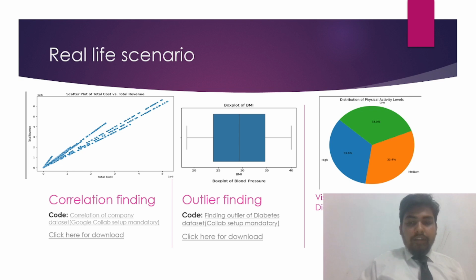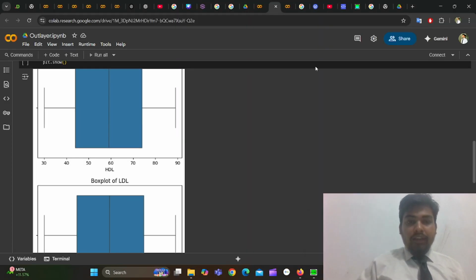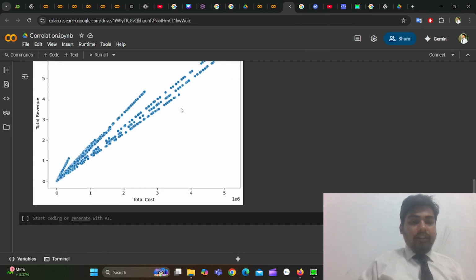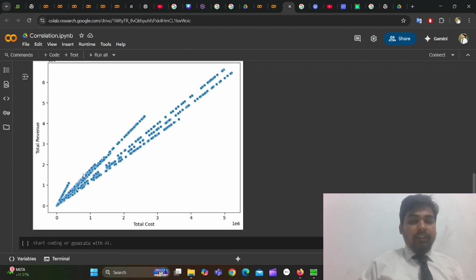If I talk about the coding part of this visualization, here is the scatter diagram for the dataset. The x label is total cost and the y label is total revenue, and by using this code I can find the correlation. It shows us a very strong positive correlation.